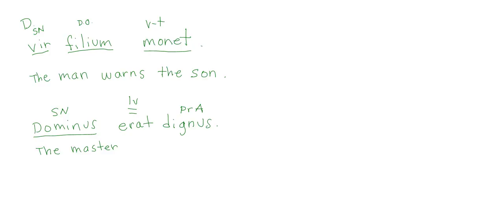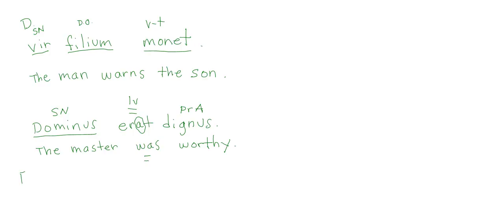Erat, okay, so is this an is or a was? Well, look, eram, eras, erat, it's got an A in it. That's a was. The master was, there's our equal sign, for what? Dignus, digna, dignum, worthy. The master was worthy, or the Lord was worthy. Both of those work. Perfect.